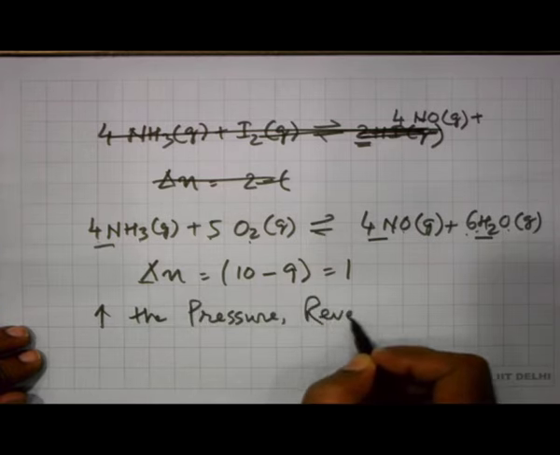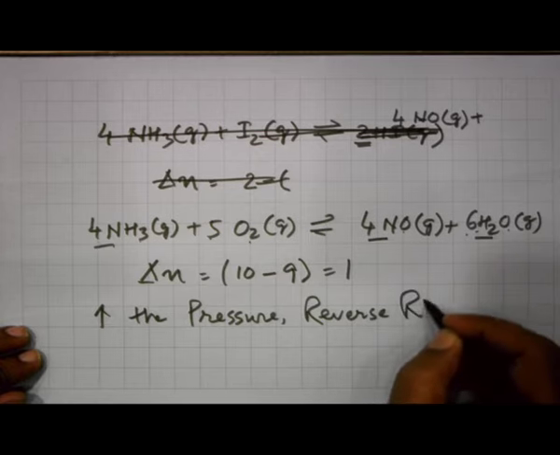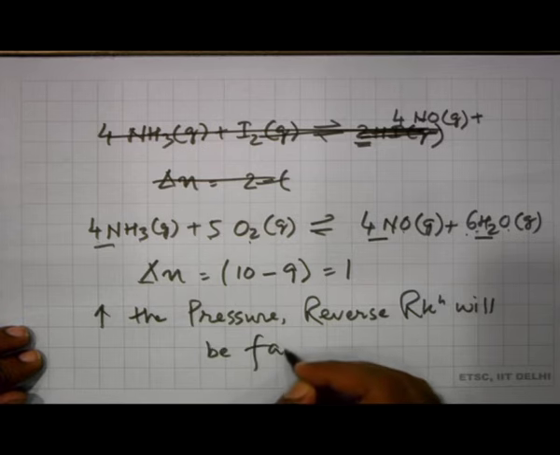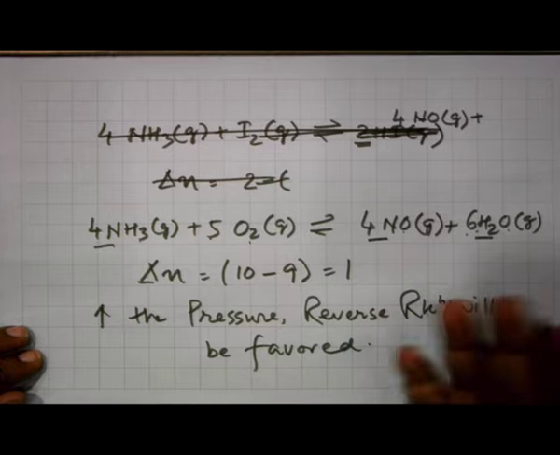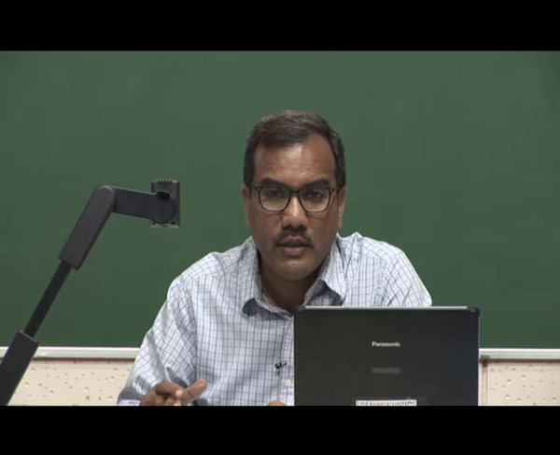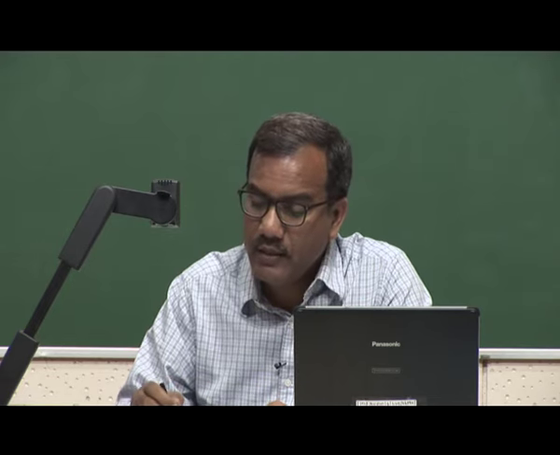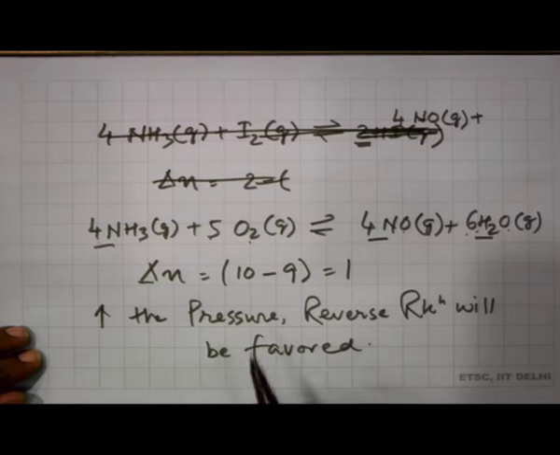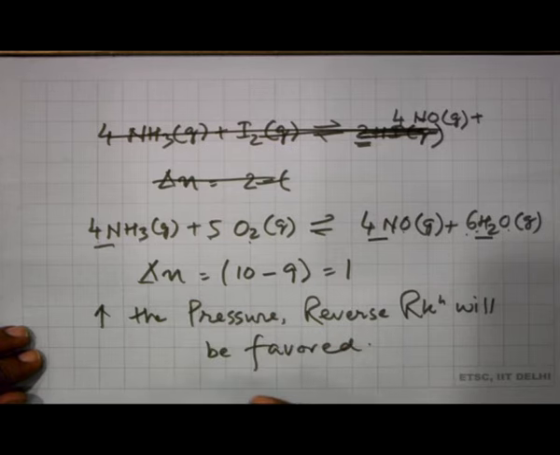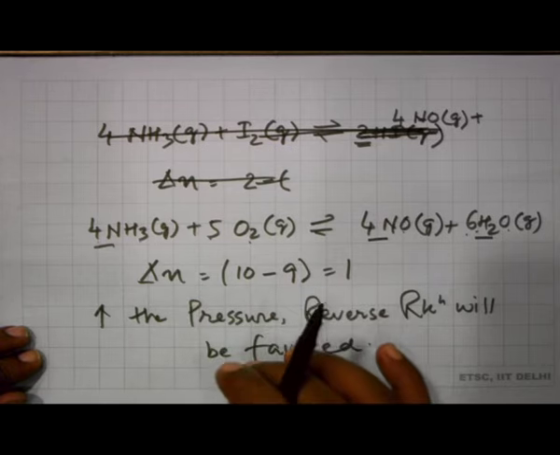reverse reaction will be favored. Reverse reaction will be favored. If I increase the volume, pressure will decrease, and your forward reaction will be favored. So, if I increase the pressure, reverse reaction will be favored. If I increase the volume, your forward reaction will be favored.